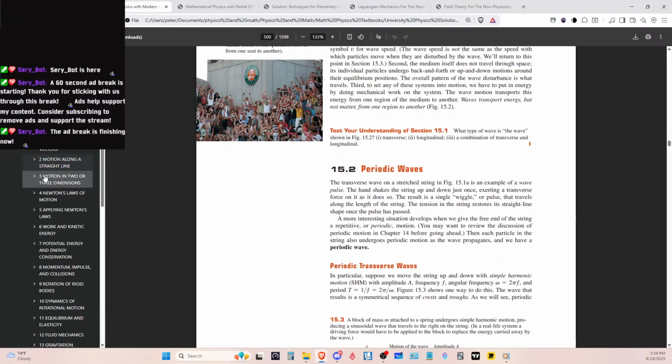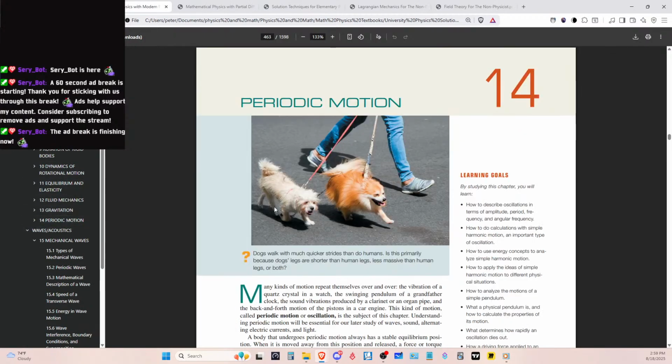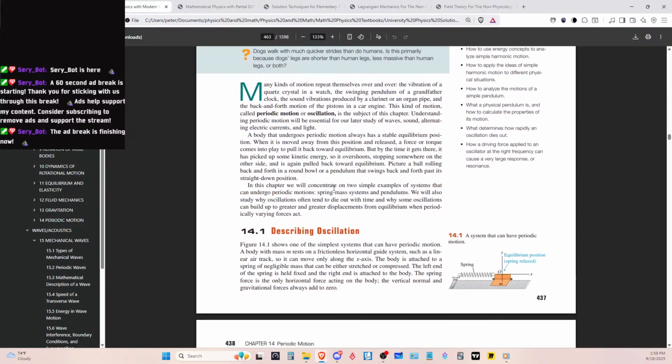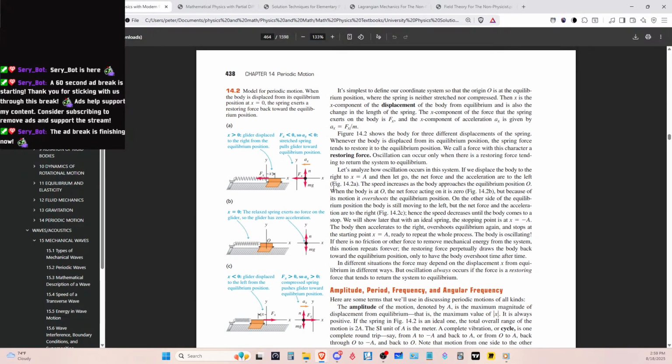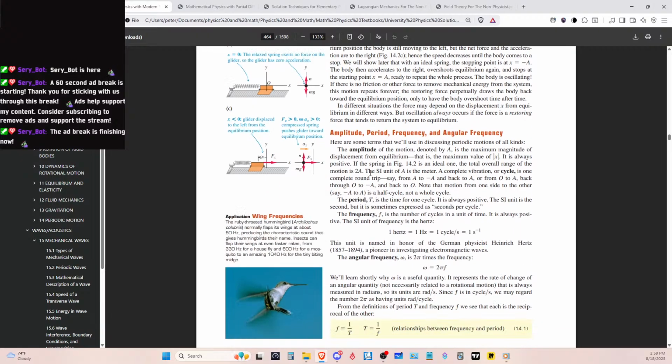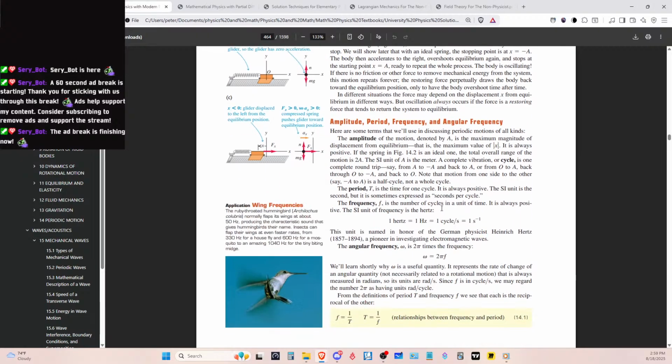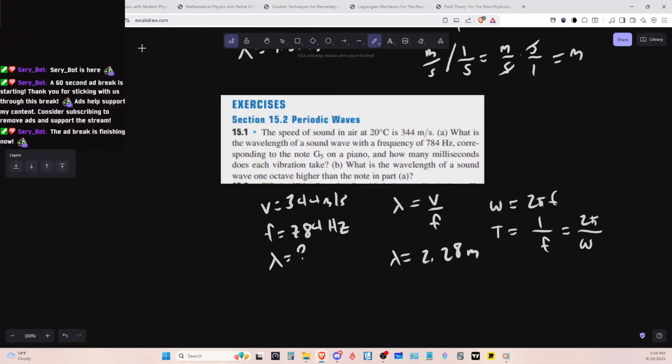Okay, chapter 14, huh? Periodic motion. Okay, here we go. Restoring force, amplitude. Here we go. Period, that is the time of one cycle. It is always positive in SI units. Okay, seconds per cycle. So basically the period will be the time of one cycle. Okay, so I'm thinking that's what it means.